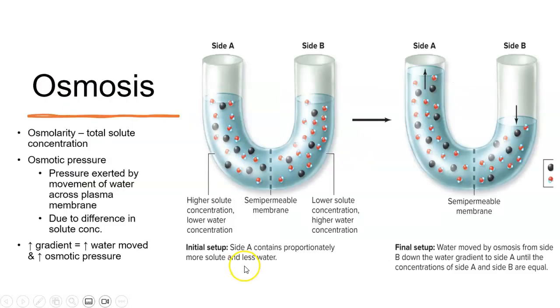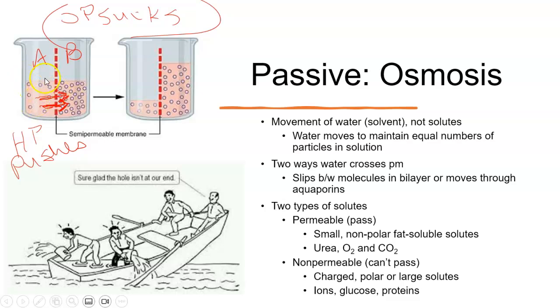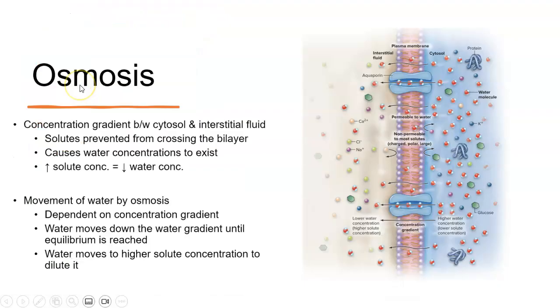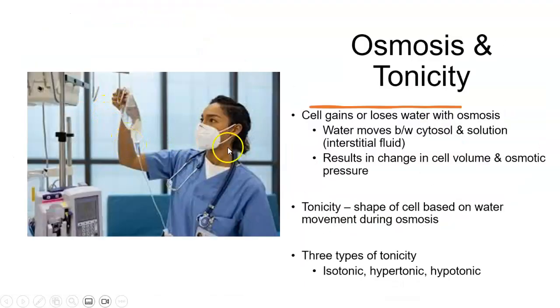Let's go back and look at that picture again. Okay? Side A is hypotonic to side B because it has fewer solutes. Side B is hypertonic to side A because it has more solutes. All right, keep that in mind. We're going to keep talking about this. Now, as I'm going through this, I want you to think about why I put this picture here of this healthcare provider hanging an IV bag.